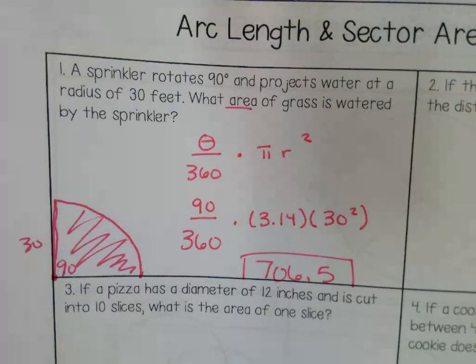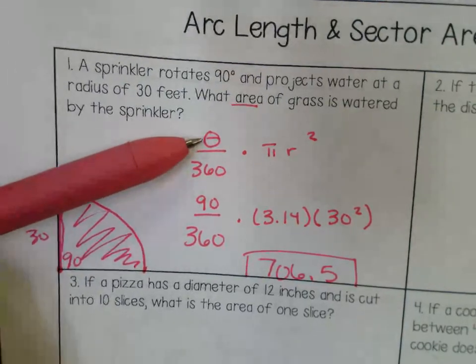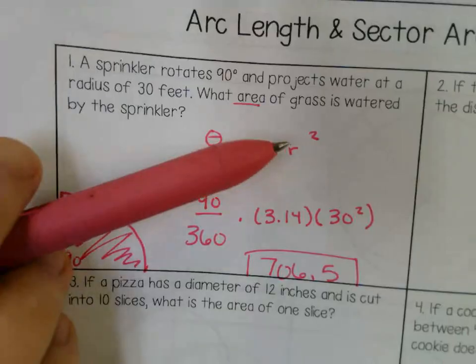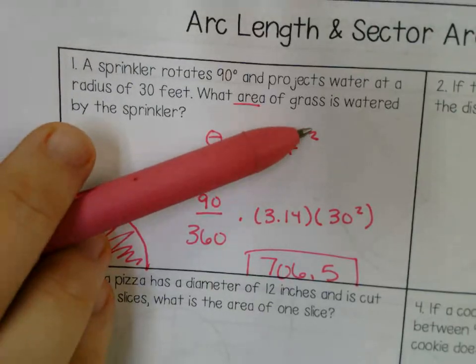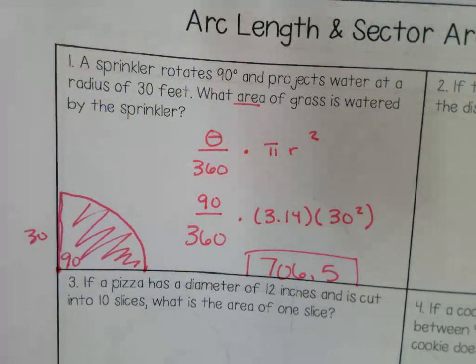So what's that? What's what? Above it, like that 0. That means angle. So that's the formula. You do your angle measure over 360 times pi times your radius squared. For area, there's another formula for length. We'll get to that in just a minute.